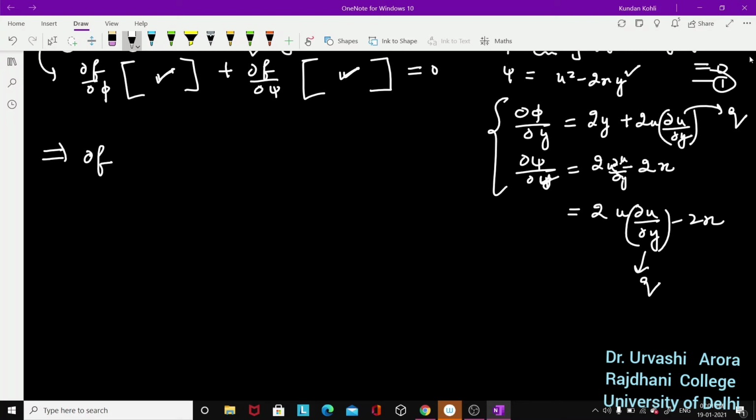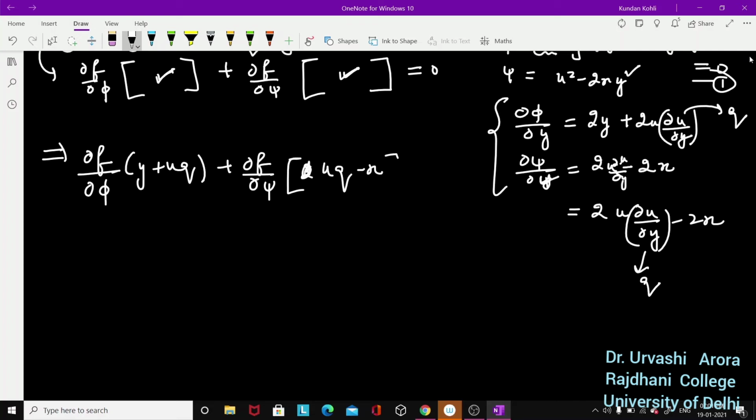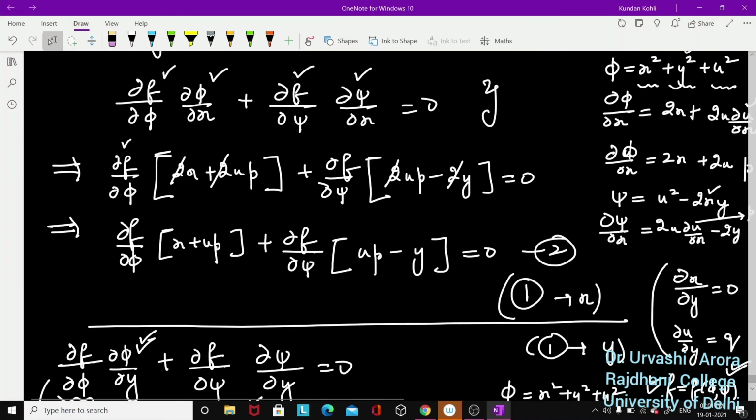And when you cancel out 2, finally this is the final expression: del f by del phi, the expression is going to be y plus uq. And del f by del psi, this is as it is, this is unknown, and this is uq minus x, because 2 gets cancelled out. This is equal to 0, and I'm marking this as 3, since I marked the previous one as 2.